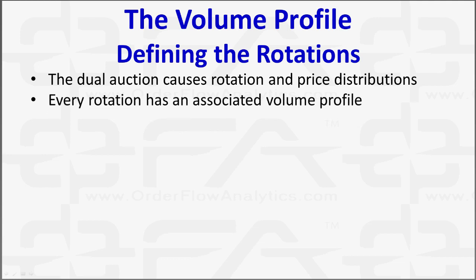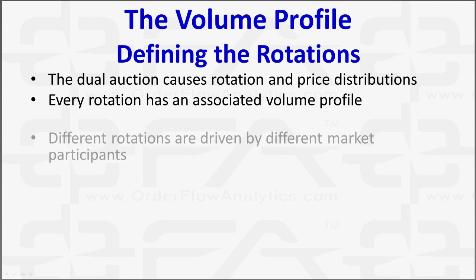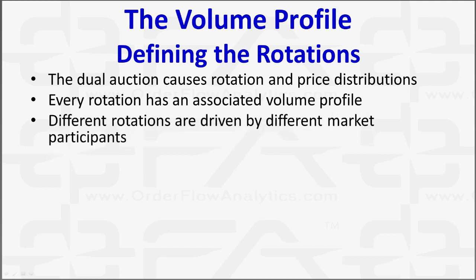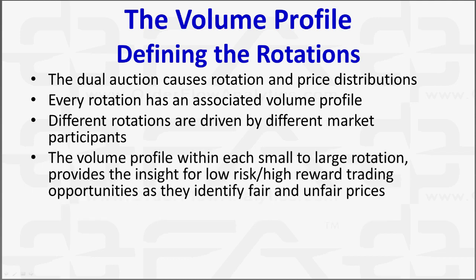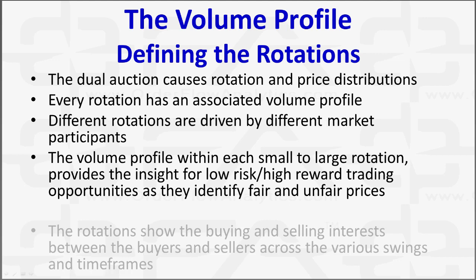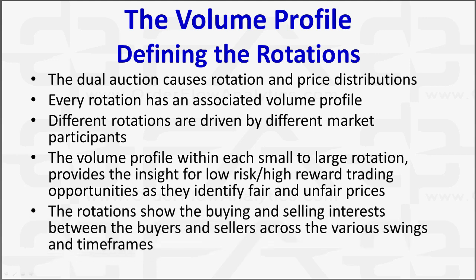Every rotation, up and down, has an associated volume profile. Those different rotations are driven by different market participants. And the volume profile with each small to large rotation provides the insight for low risk, high reward trading opportunities as I identify fair and unfair prices. And finally, they also show buying and selling interest between the buyers and sellers across various swings and time frames. So what does all that mean? They're all great words, but what does it mean in a chart? What does it mean to us as traders?